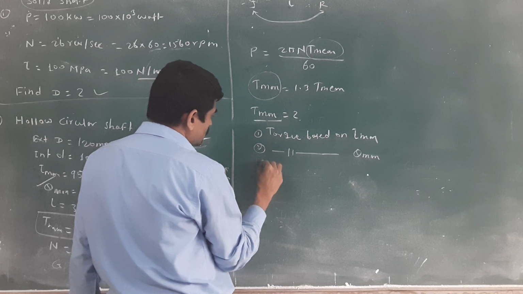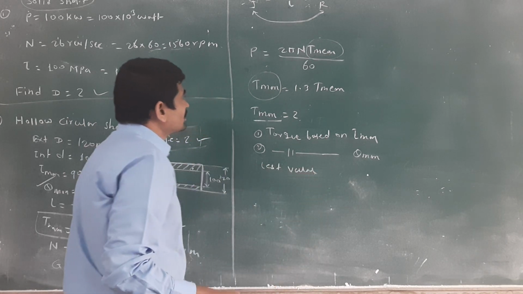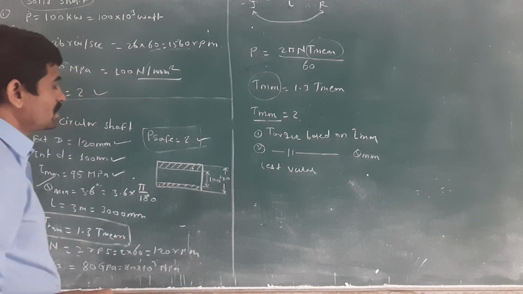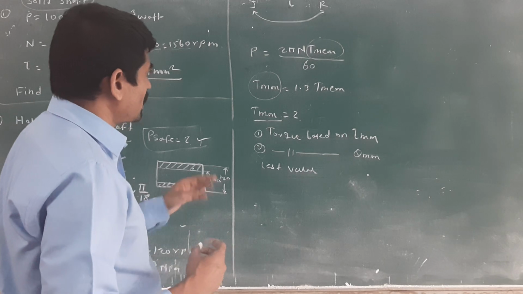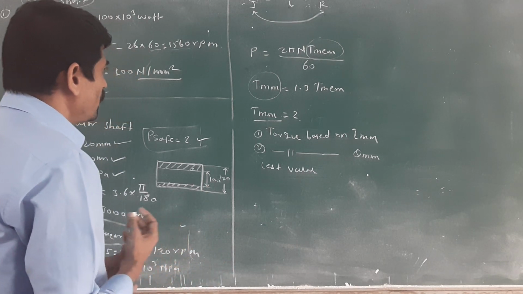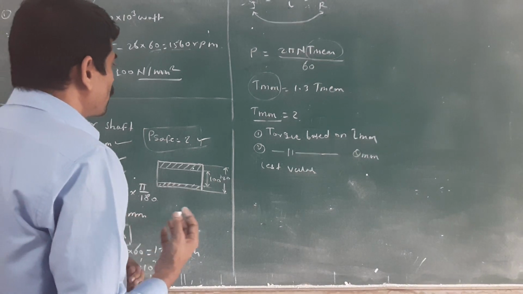Then you have to choose the least value. This is step number 3. Here you will get the T max value.